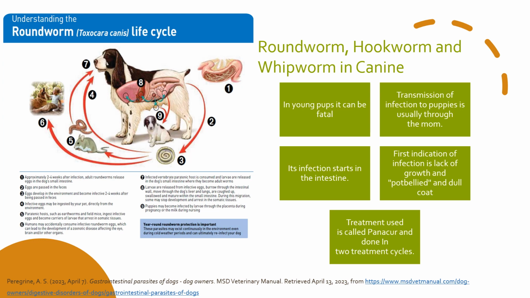Normally when you get a fecal sample, you can tell by the eggs. It is very common in young puppies and it can be very fatal. The transmission of the infection to the puppies is most of the time by the mom through the mammary glands, or also whenever the pet is inside and getting the nutrients. Its infection starts in the intestines and then moves its way out of the body. First indication of the infection is a lack of growth and a pot belly.